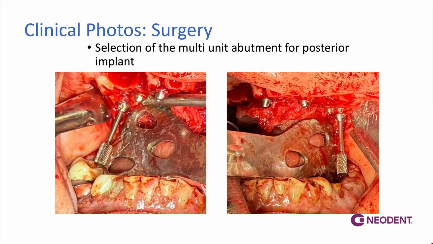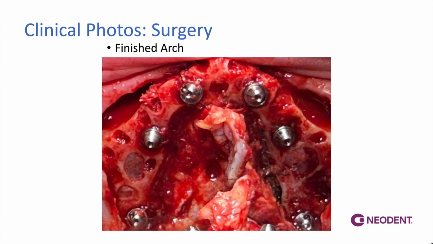So again, even in the most posterior aspect in the pterygoid region, we are having the screw channel access come out in the opposing central fossa. Here we have our completed arch. As you can tell, the palate is brought together. We have a very flat, very nice maxillary all-on-4 shelf prepared.